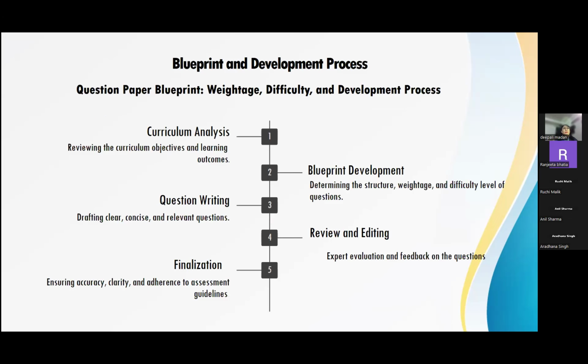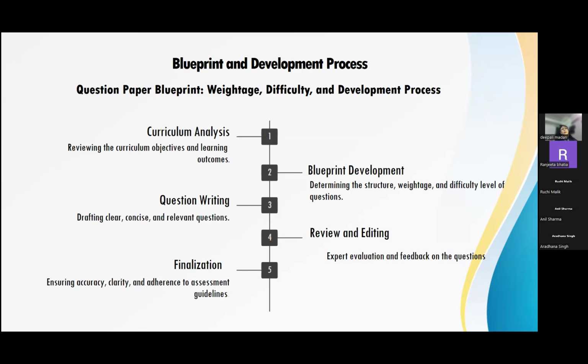Okay. So now this slide talks about the development process, or the steps for making a blueprint. And the first step is the curriculum analysis. When we say curriculum analysis, it is basically the aims and objectives of a curriculum, what the learning outcomes are, and what we are trying to achieve. So what our students should know or should be able to do by the end of the course, and what are the specific measurable skills and knowledge that the students are expected to demonstrate.